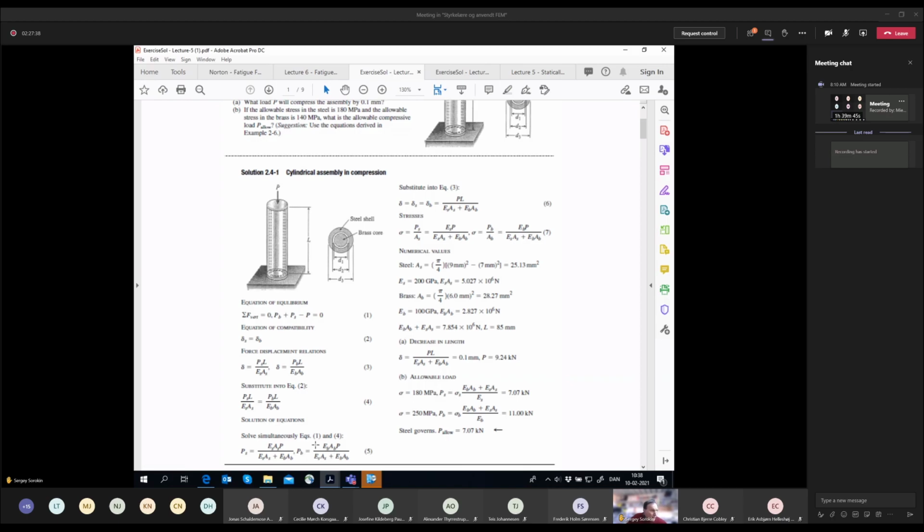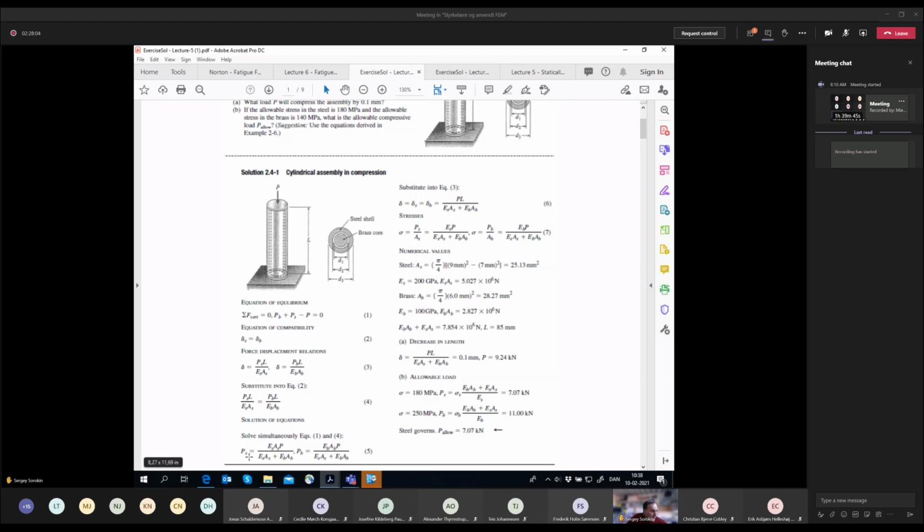Or we can do it the other way around. In equation 4, we can isolate PB, express PB via PS, and then take this expression for PB, again substitute it into equation 1, and then it gives you the formula for PS. So this is your solution, and then you do a kind of sanity check.